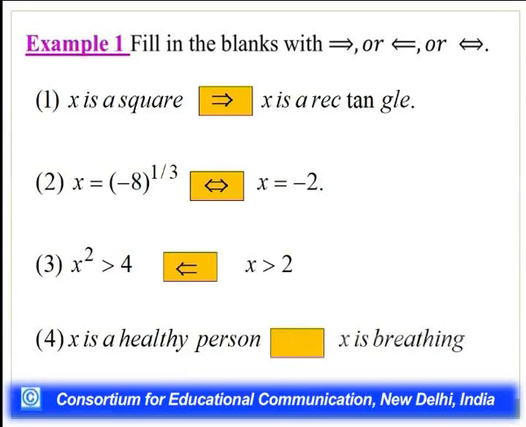There you are. Okay, so the fourth statement now, the left hand side statement is X is a healthy person, and the right side statement is X is breathing. And as I just mentioned a little while ago, if we have a person who's healthy, he's clearly going to be breathing, but we can't say that this is true if we go the other way around, because the person may be breathing but he need not be healthy. So in this case, the implication will go from left to right, and we'll enter the forward implication in the box.